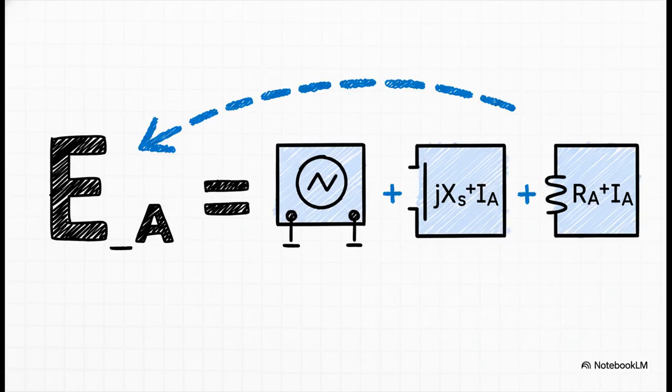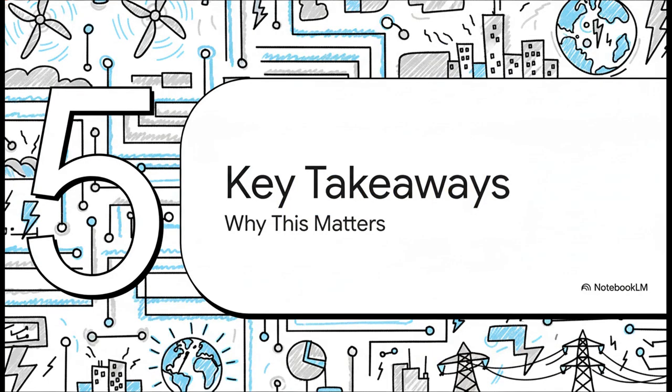Now, if we just rearrange that equation to solve for the internal voltage EA, we get this. This is it, the complete synchronous generator model. It tells us that that ideal voltage, EA, is equal to what we get at the terminals, V phi, plus all those internal voltage drops caused by the machine's own resistance and synchronous reactance. So, we have our final equation.